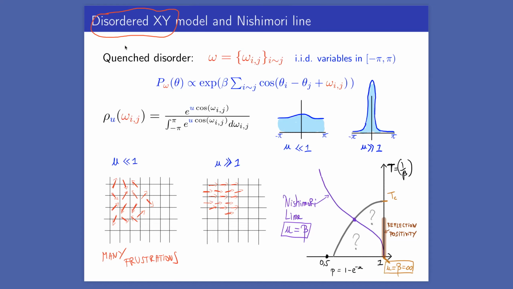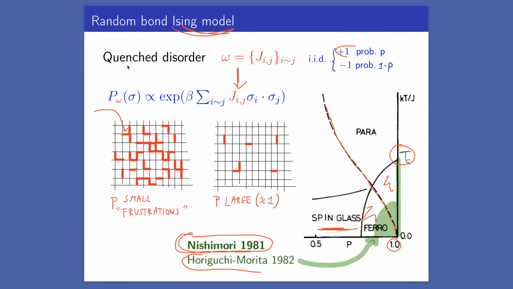Christophe, in the previous picture, the Nishimori line does not pass through the spin glass phase? Good question.